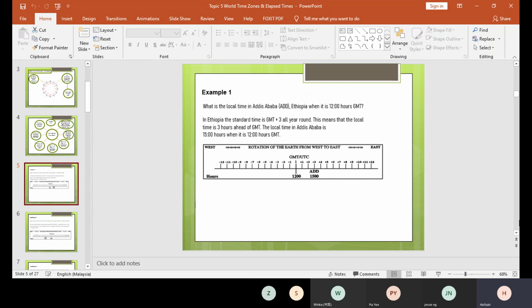If you look through here, this is one of the examples. What is the local time in Addis Ababa, Ethiopia when it's 12 hours GMT? In Ethiopia, the standard time is GMT plus 3 all year round. This means the local time is 3 hours ahead of GMT. So the local time in Addis Ababa is 15 hours when it is 12 hours in GMT. Do you think how it can appear like that?